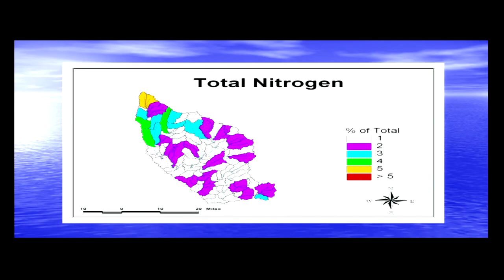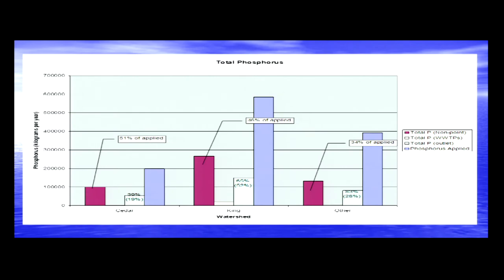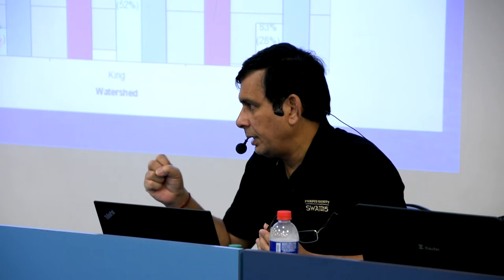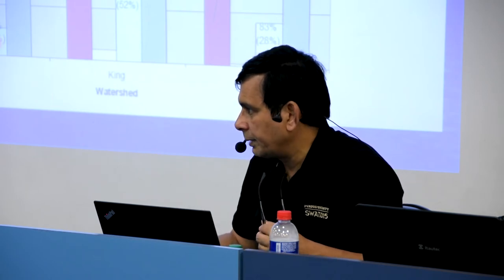I can go through the same thing for phosphorus. This is for phosphorus. Okay? In phosphorus, you could see that only 40% is reaching the watershed outlet. There is a lot of settlement in the channel. So this is how much is leaving the field, but only 40% of that is reaching the lake, because there are also a lot of small ponds that may be able to absorb a lot of the sediment.